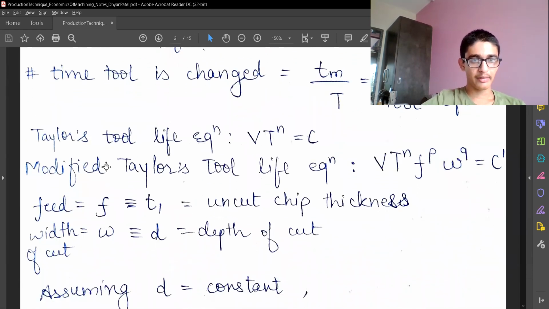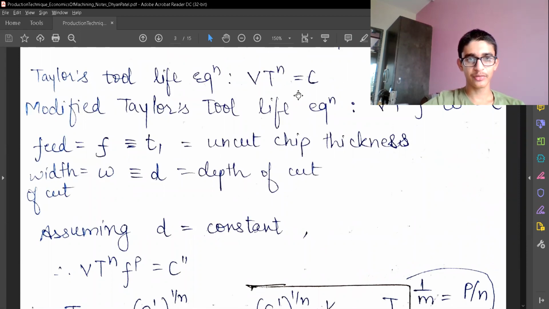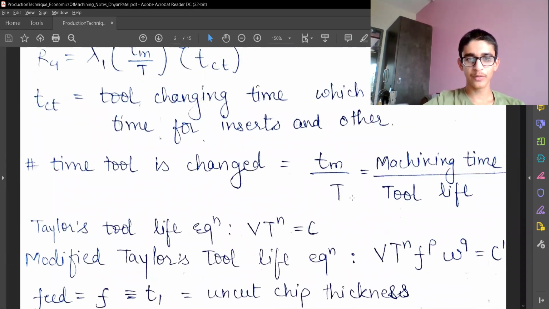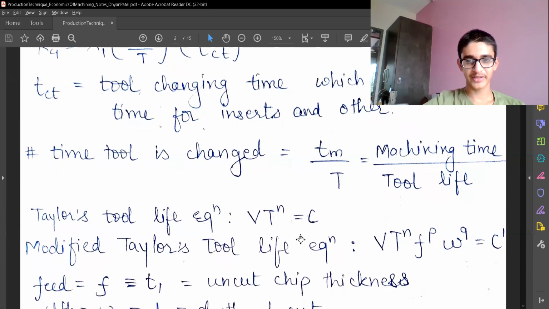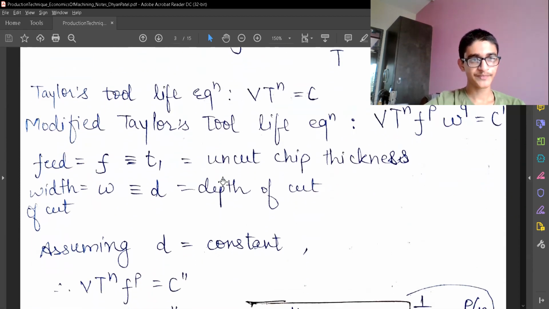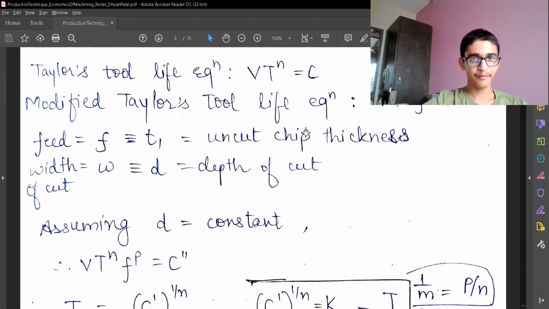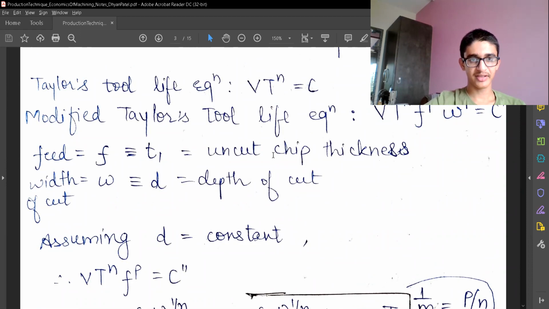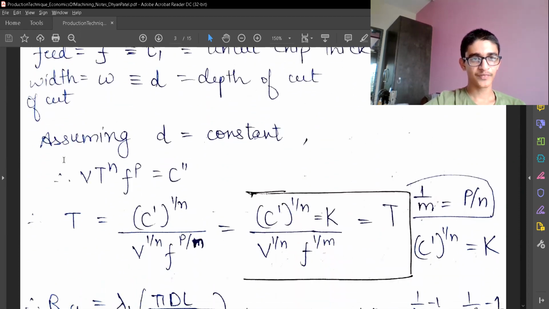Now, if we come to Taylor's tool life equation, VT raised to n, so the tool life came into the picture. So we need to use that tool life expression now. Taylor's tool life equation is given by this, and modified Taylor's tool life equation is given by this. I explained about this Taylor's tool life and modified or generalized Taylor's tool life equation in an earlier video. So you can go over there and check back. Feed is F, which is here, t, which is equivalent to t1, the uncut chip thickness, and width of cut w is equivalent to d, the depth of cut. I'm going to assume the depth of cut is constant. So this is my equation.